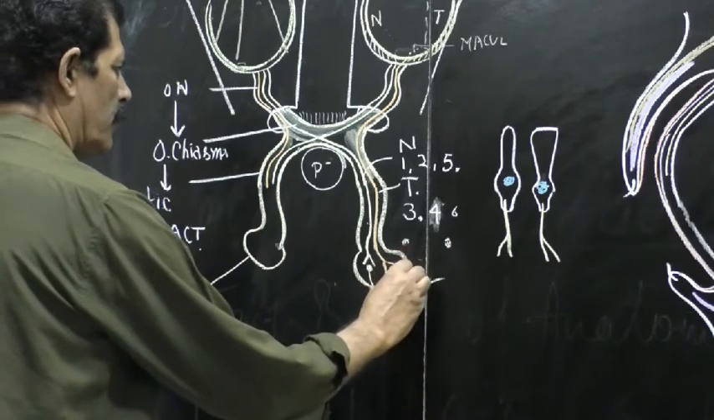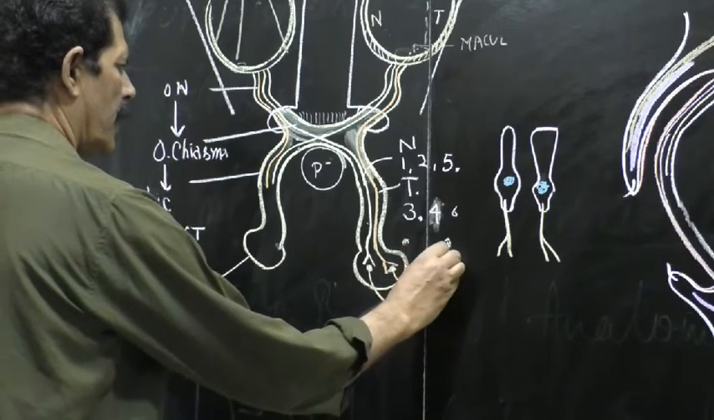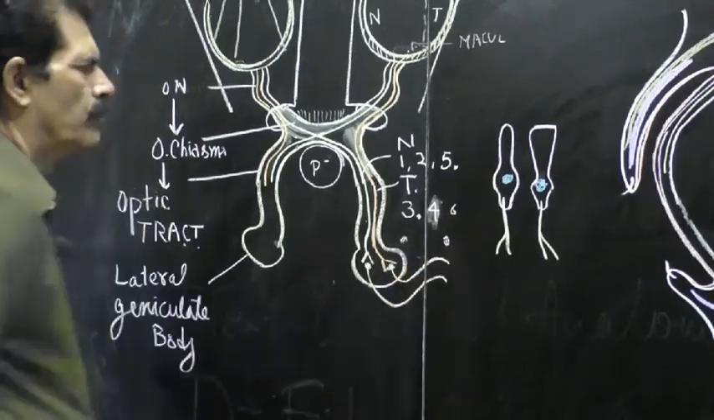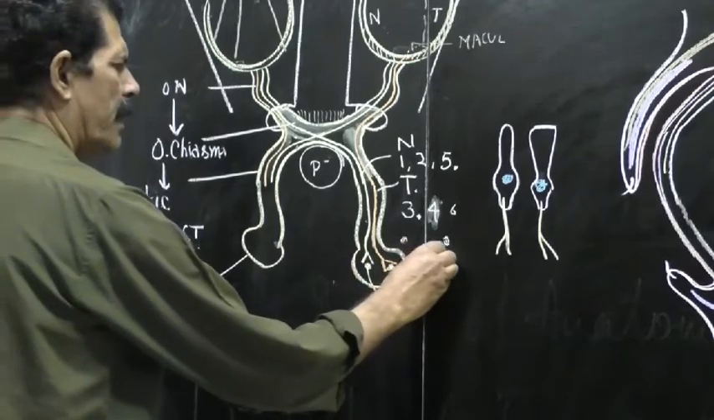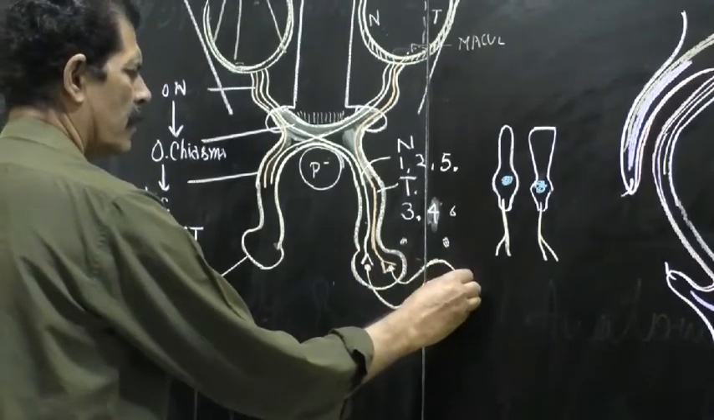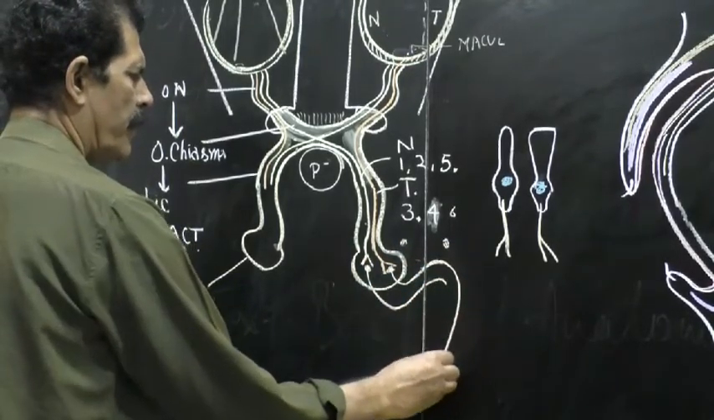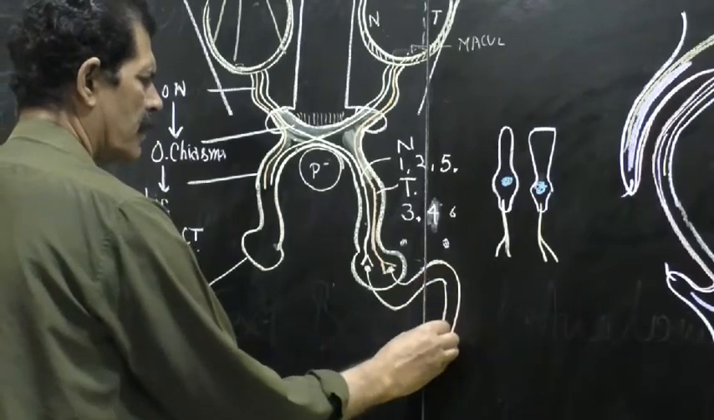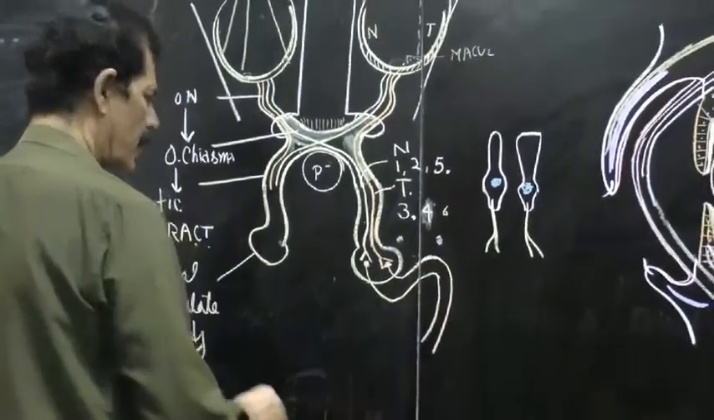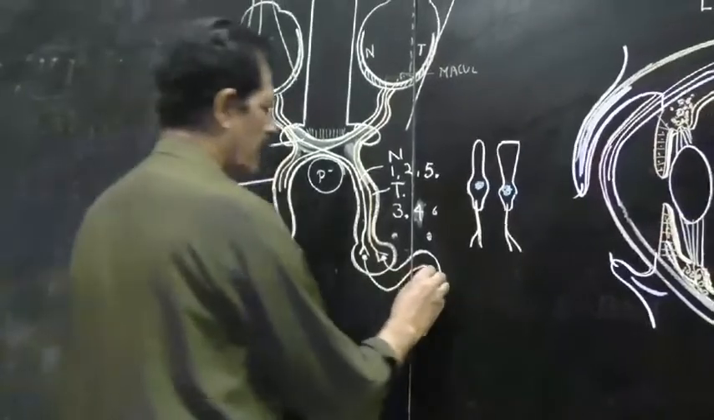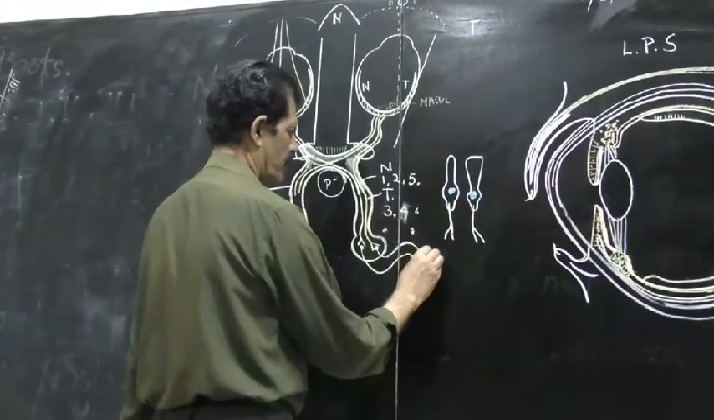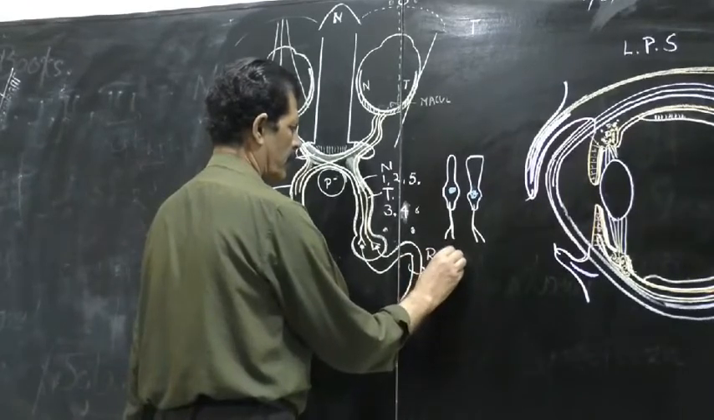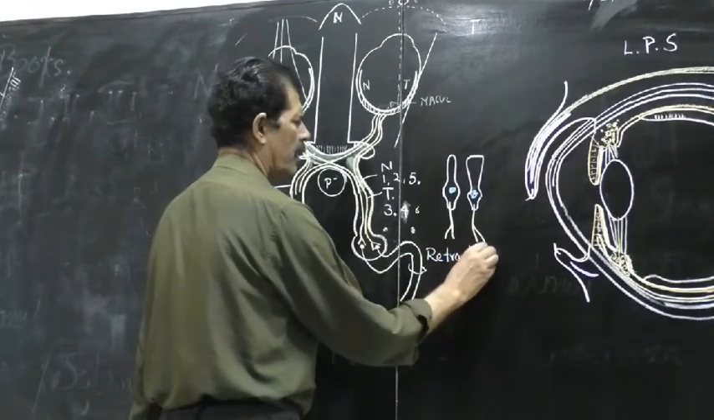And now they go to the internal capsule. A little bit they go below the lentiform nucleus, then they go behind the lentiform nucleus, and these fibers form the retrolentiform part of the internal capsule.